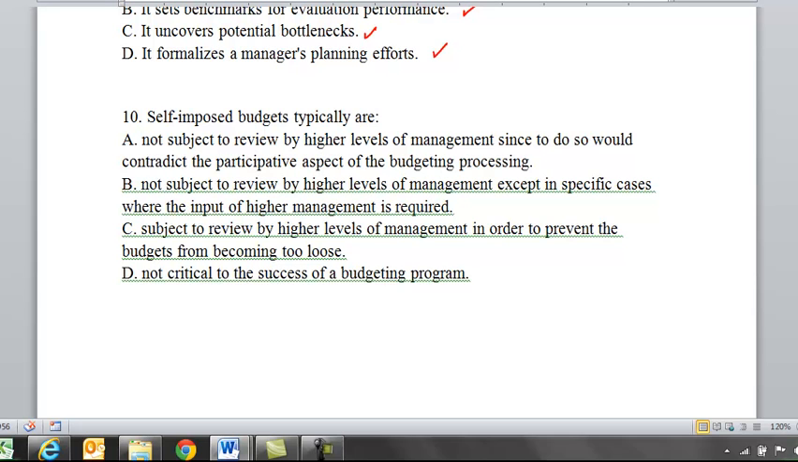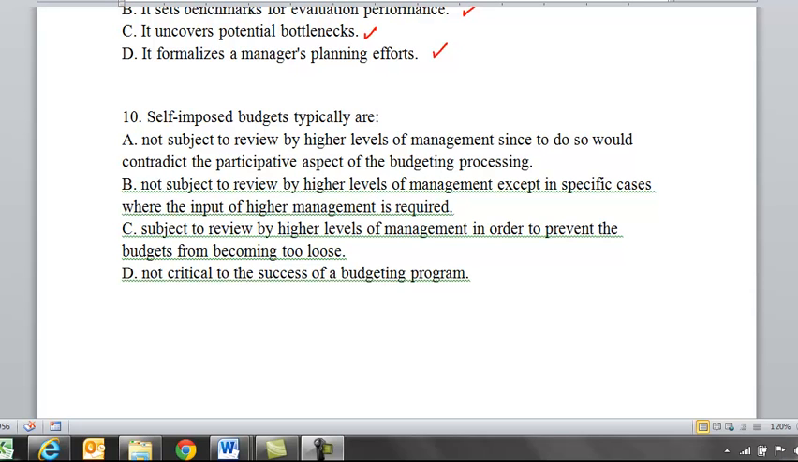Self-imposed budgets typically are A. Not subject to review by higher levels of management, since to do so would contradict the participative aspects of the budgeting process. Doesn't sound right there, because even though they're self-imposed budgets, they still have the whole participatory levels of all management. So this says it's not subject to review by higher level management. That would be incorrect. B, not subject to review by high levels of management except in specific cases.